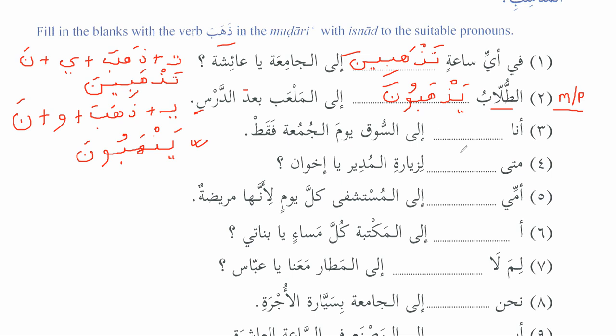So now let's see the other ones, how we are going to do. I have done all the answers here. Ana dash ilas-suq yawmal-jumu'ati faqat. So there is your clue, ana. If you see the pronoun ana, remember we are going to do from the mutakallims, and with the fail dhahaba you need to attach the prefix harf mudari ana, the alif. Adhhabu ilas-suq.